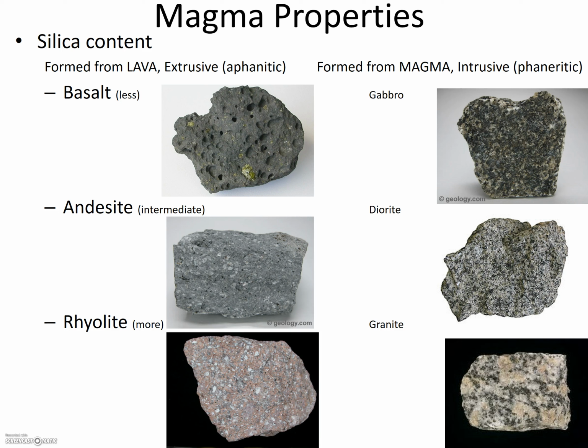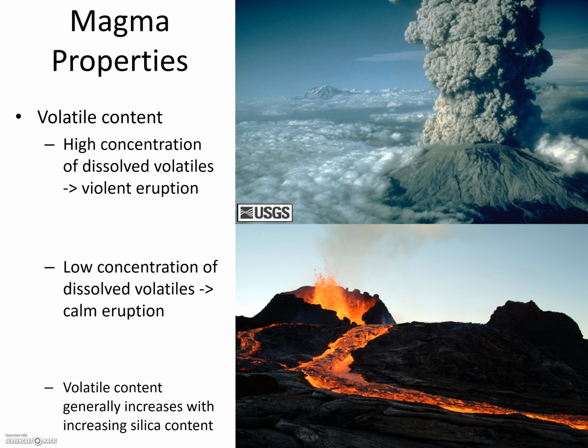Volatile content also varies. A high concentration of dissolved volatiles leads to a violent eruption, as seen in the top picture, whereas a low concentration of dissolved volatiles leads to a calm eruption, seen in the lower picture. Volatile content generally increases with increasing silica content.